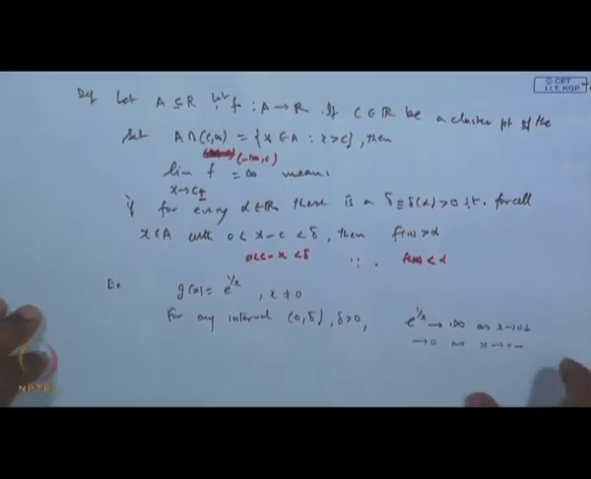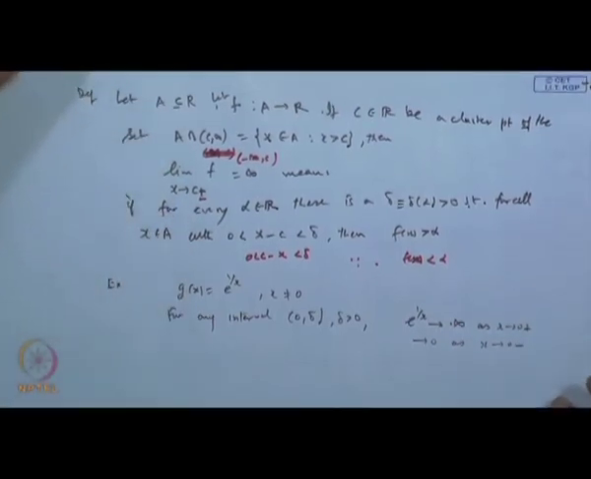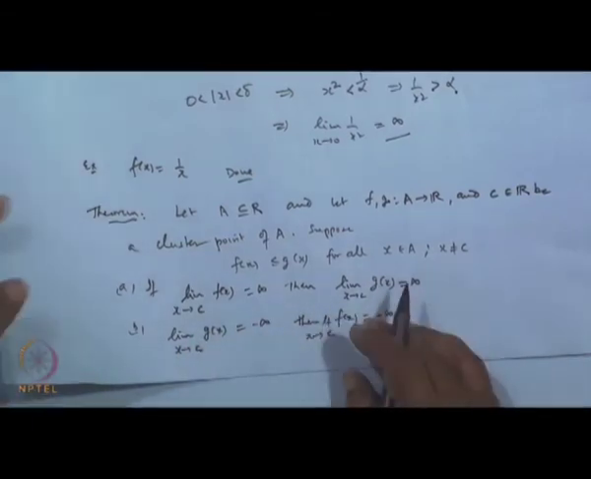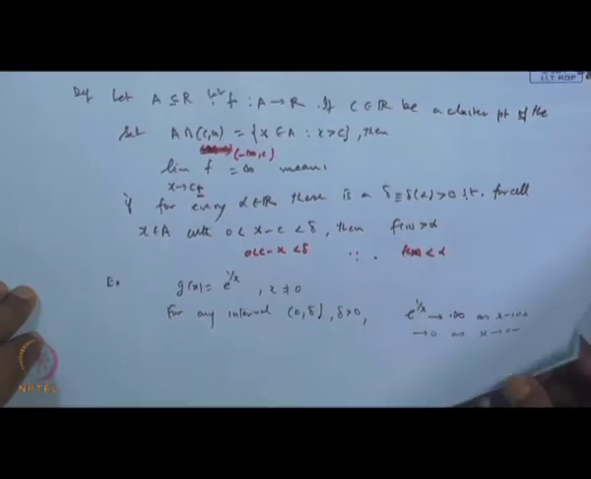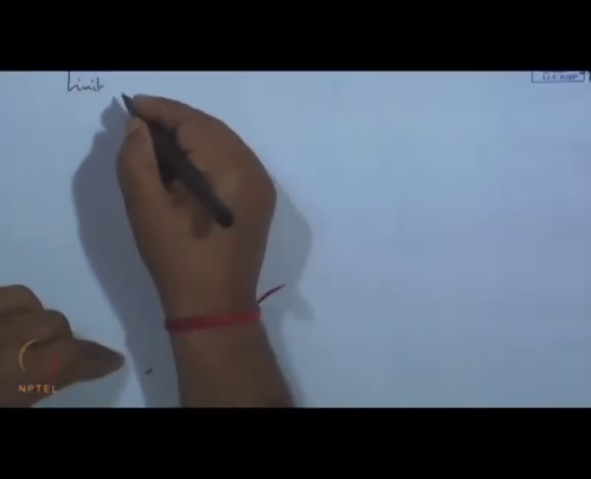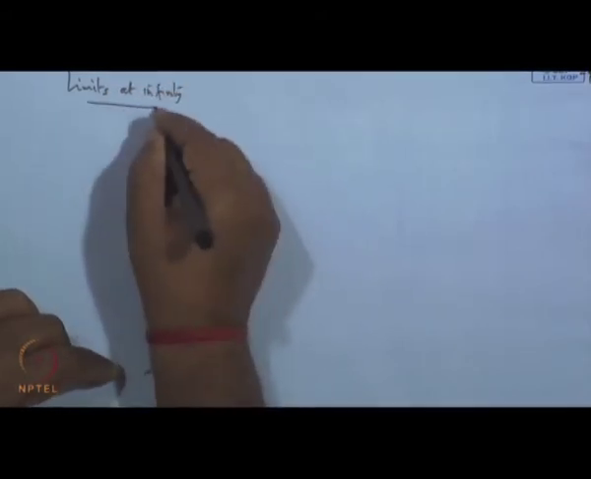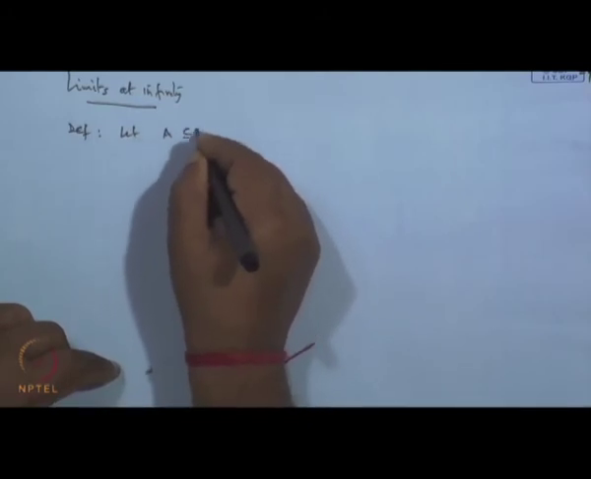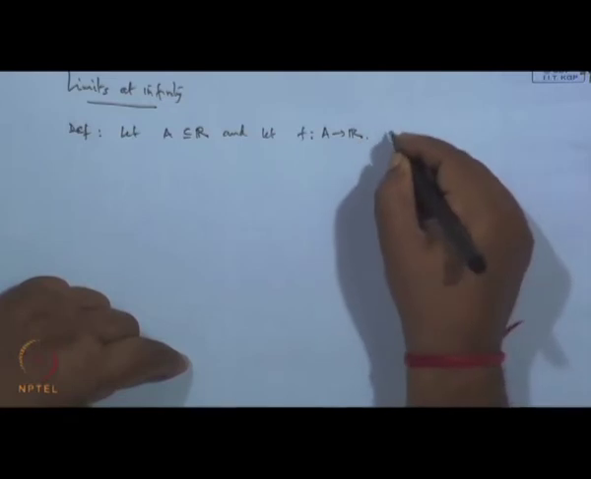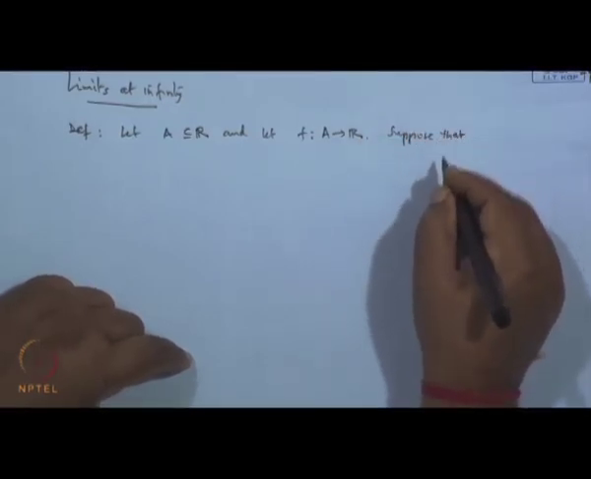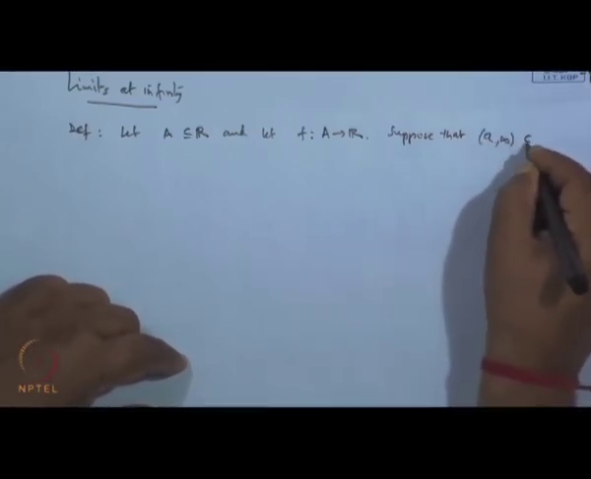Now, the next concept: when one of the limiting points c is not finite, if it is infinity, then also we can define the limit as follows. Limits at infinity. When we have the limiting point c as infinity, we define as follows. Let A be a non-empty subset of R, and let f be a mapping from A to R. Suppose that (a, infinity) is contained in A.